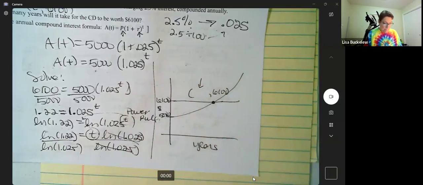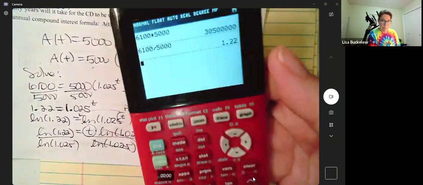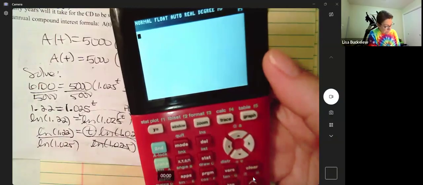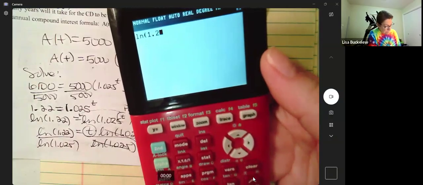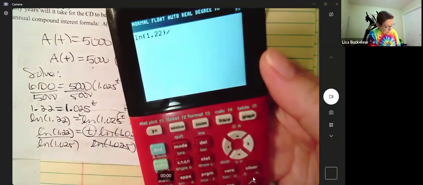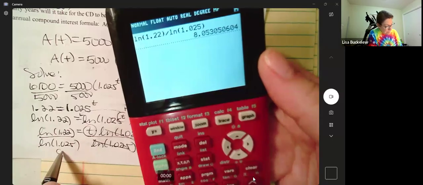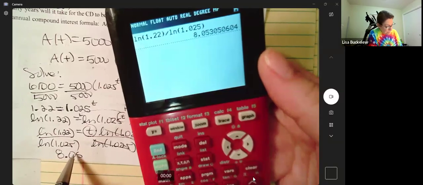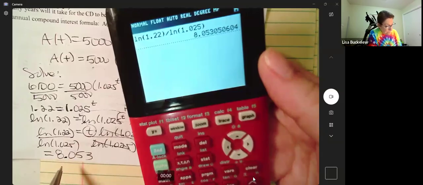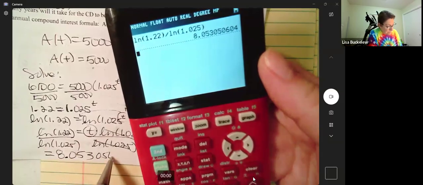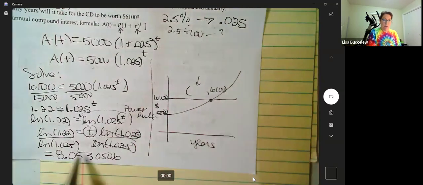So let's compute it first so we can prove that it's the same thing either way. I'll do the natural log of 1.22 divided by the natural log of 1.025, which is approximately 8.053... All right, so I'm just copying that down there.